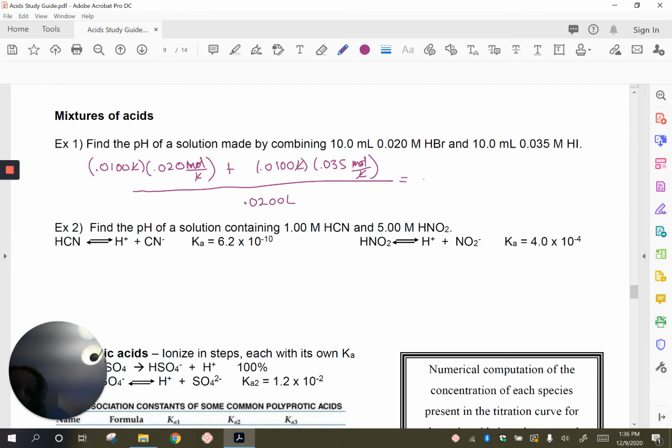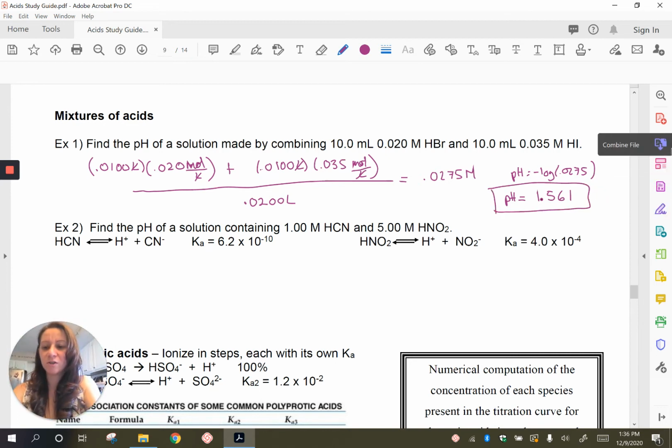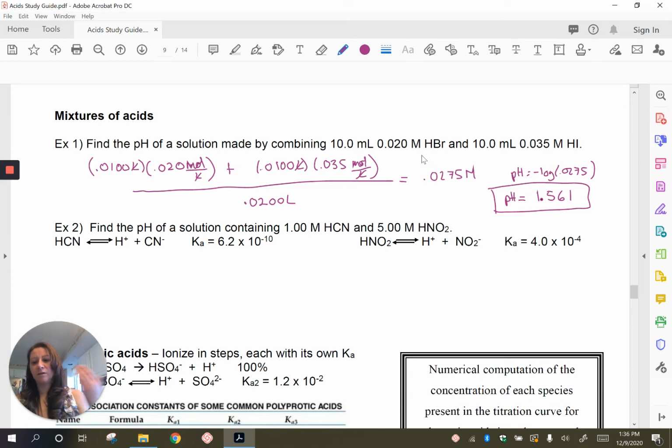When I do that, I get 0.0275 molar, so pH is negative log of that. And so my pH is equal to 1.561. Okay, so that's two strong acids. We do it this way because we know that the concentration of the H+ is going to be the concentration of your acid because it fully 100% dissociates.